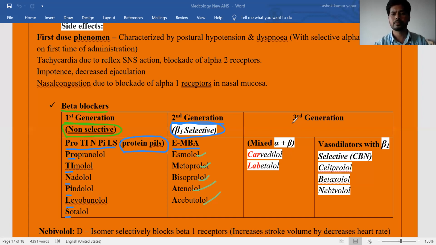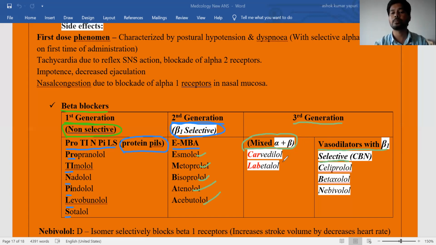Next is third generation. Regarding the third generation, there are two categories of drugs. The first one is mixed alpha plus beta receptor blockers, which can block alpha receptors as well as beta receptors. Another category is vasodilators with beta 1 selective action. In this category, the drugs have a vasodilation action along with blocking beta 1 receptors.